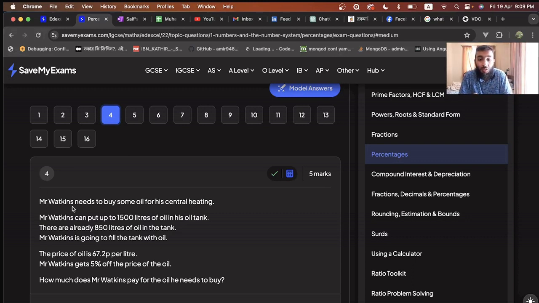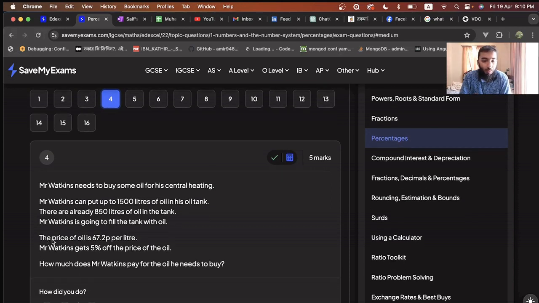It says Mr. Watkins needs to buy some oil for his central heating. Mr. Watkins can put up to 1500 liters of oil in his oil tank. So that's the maximum limit, 1500 liters. And there are already 850 liters of oil in the tank. So 850 liters is already filled out of 1500. And Mr. Watkins is going to fill the tank with the liters that are remaining from 1500 liters.